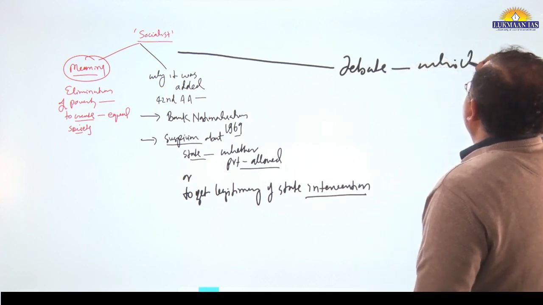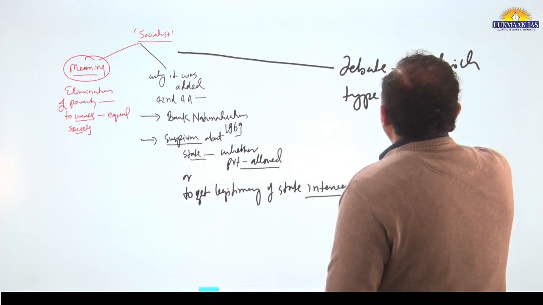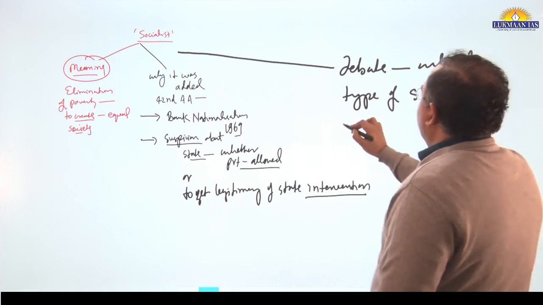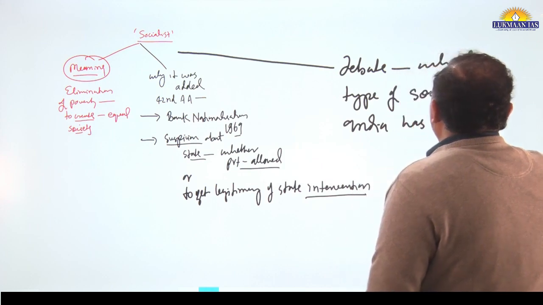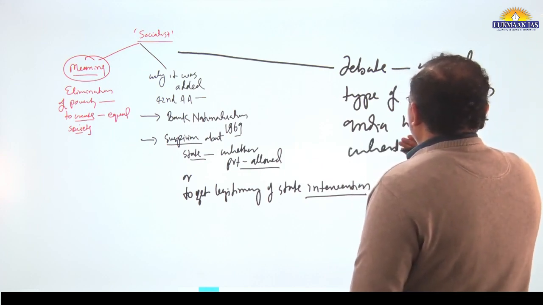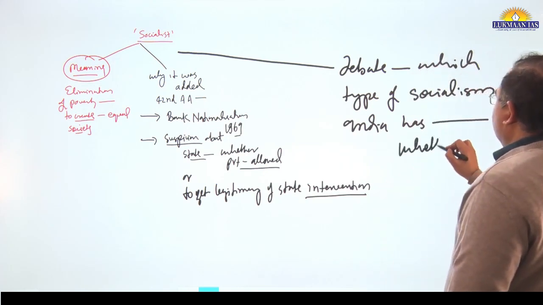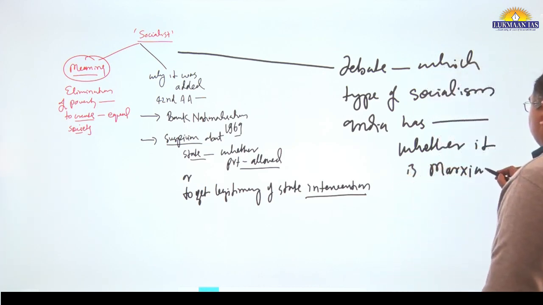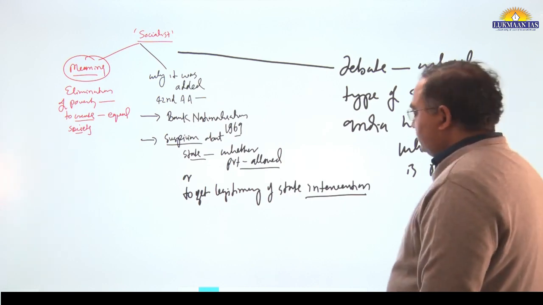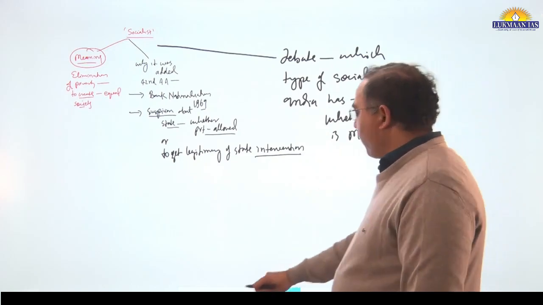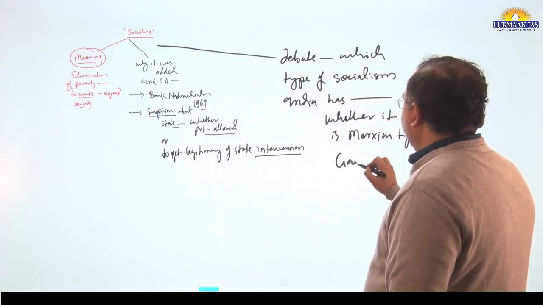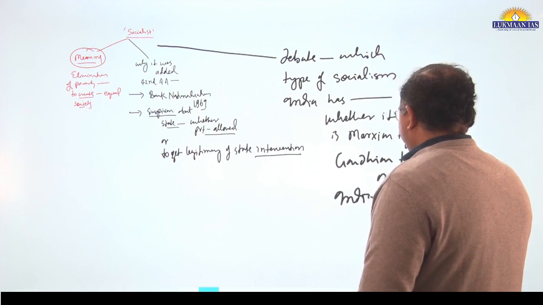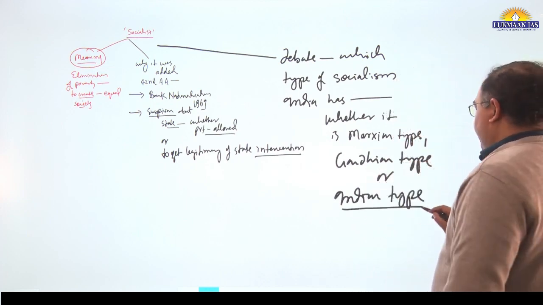Which type of socialism does India have? Whether it is Marxian type, Gandhian type, or Indian type.